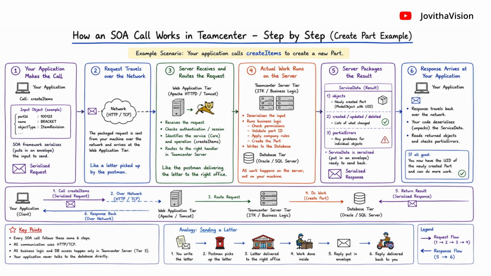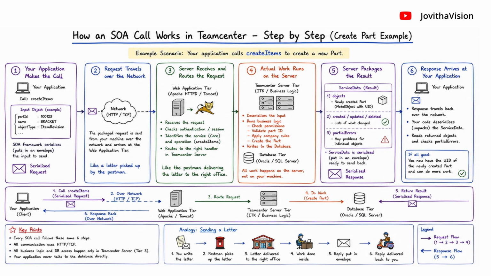Let's now walk through what actually happens step by step when your application makes a SOA call to Teamcenter. We will trace one call from start to finish. Imagine your application wants to create a new part in Teamcenter. Here are the 6 steps. Step 1. Your application makes the call. You write the code that says call the create items operation, and here is the input: the part ID, the part name, the part type.